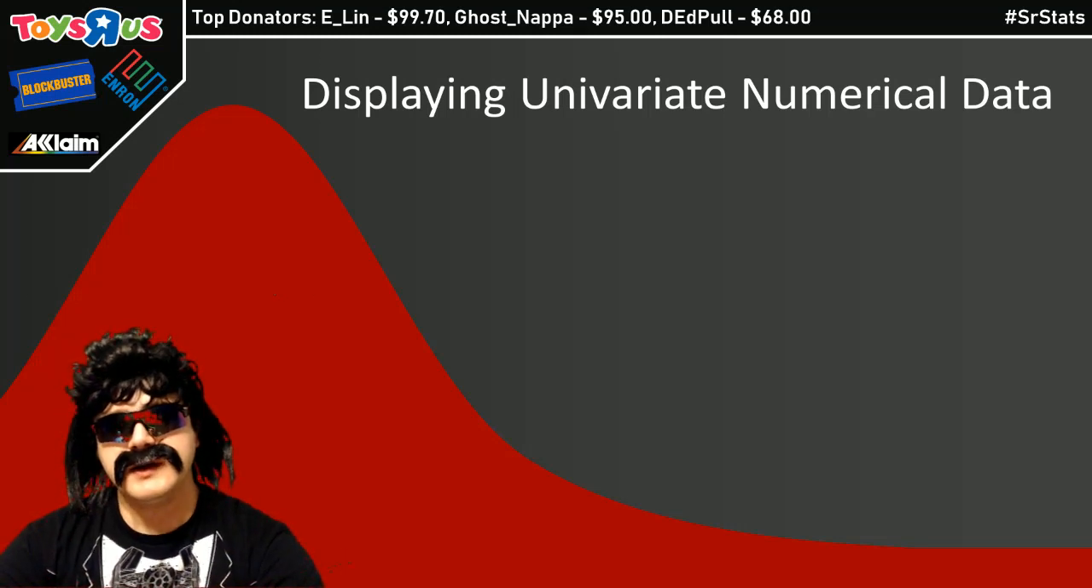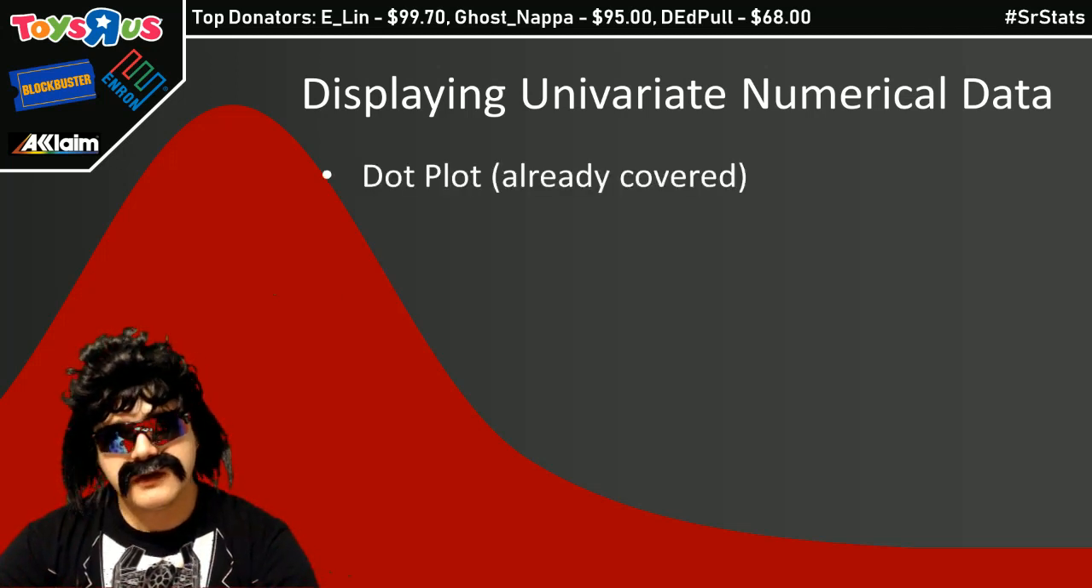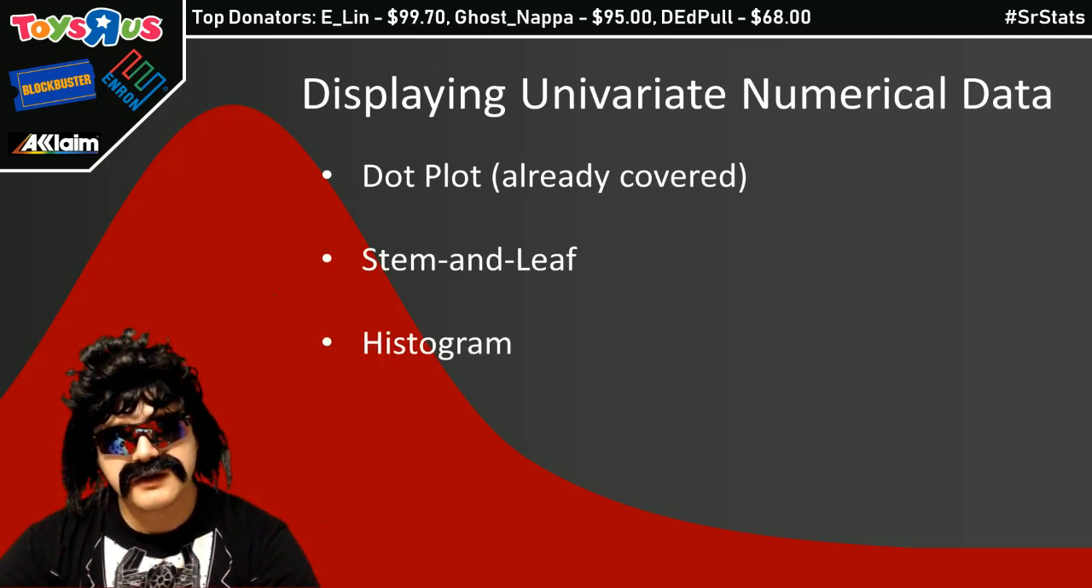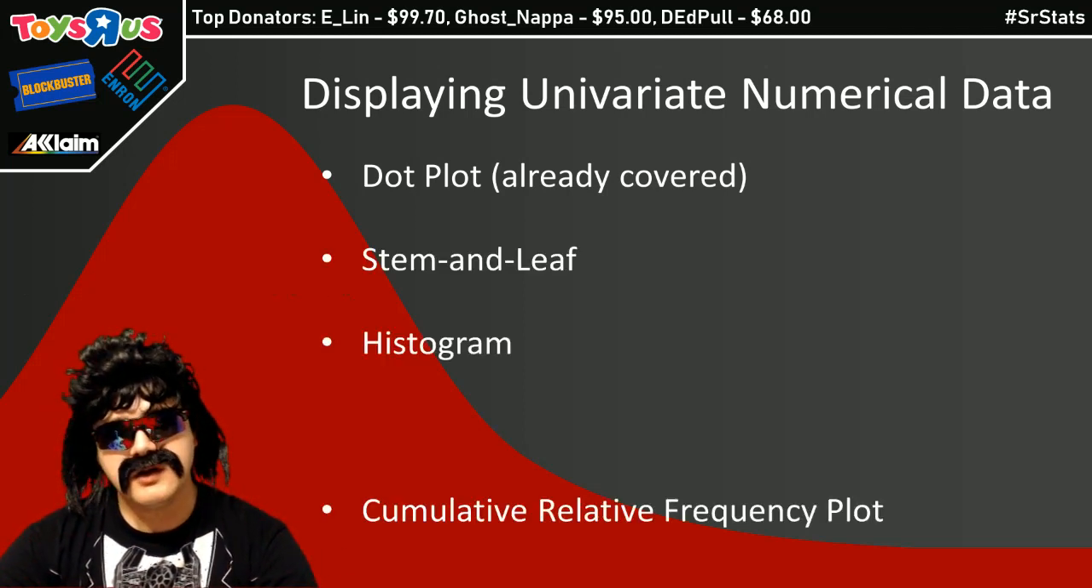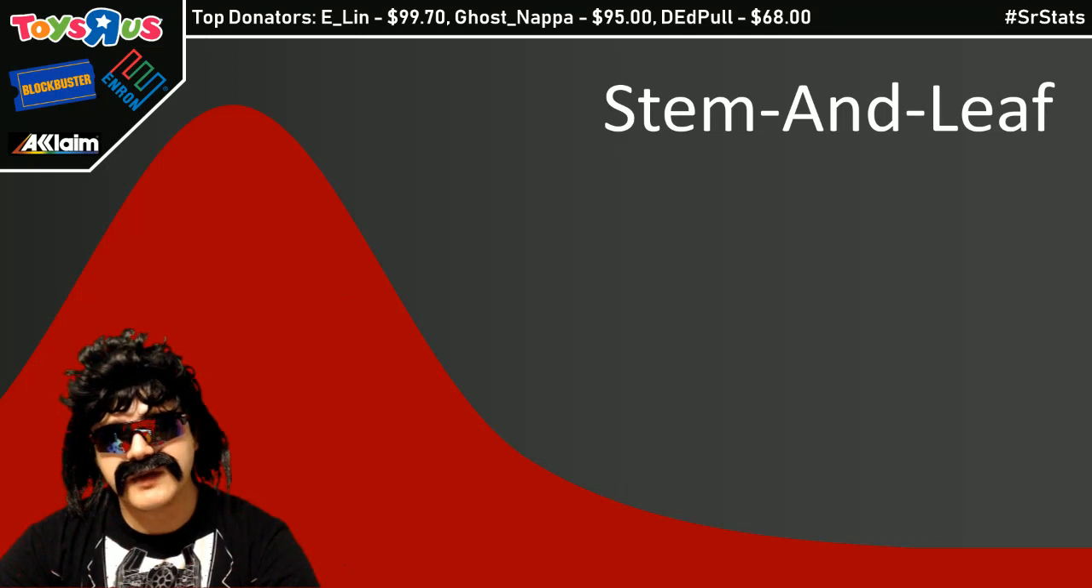Alright, so we already talked about describing numerical data, now we're going to talk about displaying. A couple of ways you can do it are a dot plot, which we've already talked about, stem and leaf plots, histograms, cumulative relative frequency plots, and box plots. So we're going to start off with the stem and leaf plot.